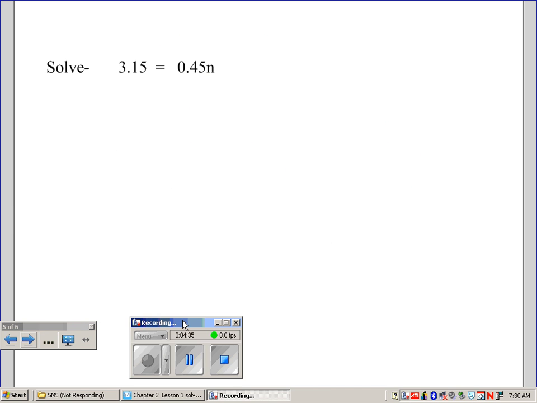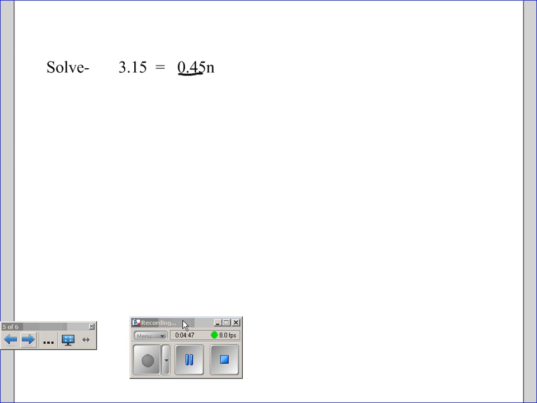Okay, our next one has a decimal. 3.15 equals 0.45 n. It's a little bit different because we have the coefficient 0.45 next to a variable. That means they are multiplying, so we have to do the opposite to get rid of the 0.45, which is divide. So we're going to divide each side by 0.45. This will cancel out to 1. That leaves us our n. And then we have our 3.15 divided by 0.45, which gives us 7.